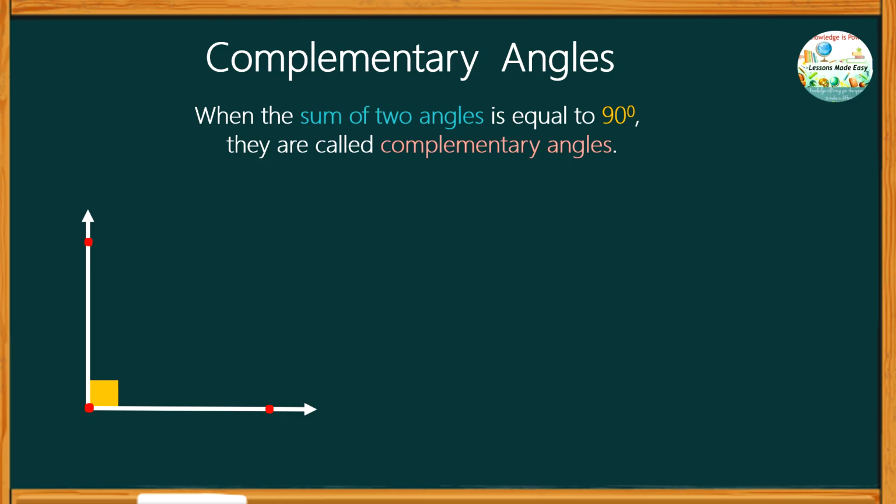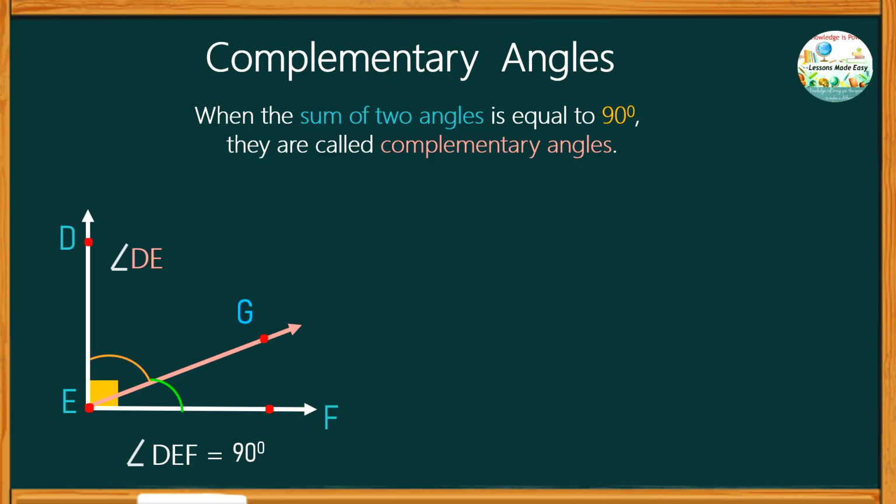Let's name this angle DEF. Its measurement is 90 degrees. To come up with complementary angles, we simply split this angle into two by adding one side. Let's have side EG. Now we have two angles adjacent to each other, or next to each other, sharing the same side. Angle DEG is the complement of angle GEF.